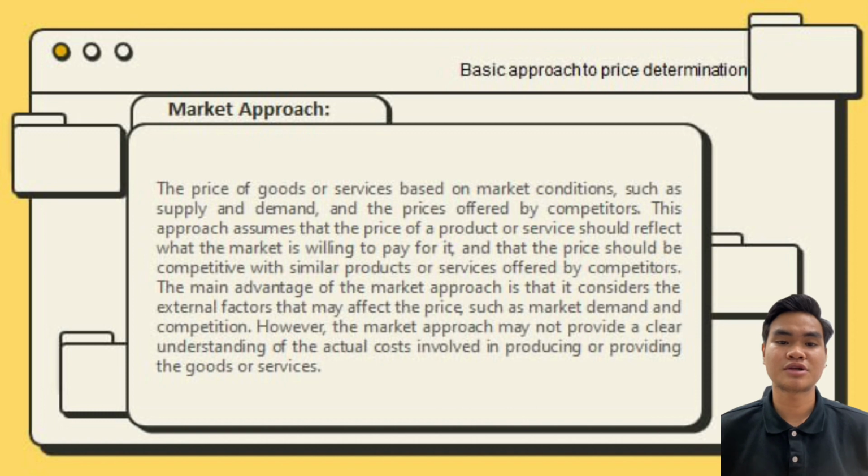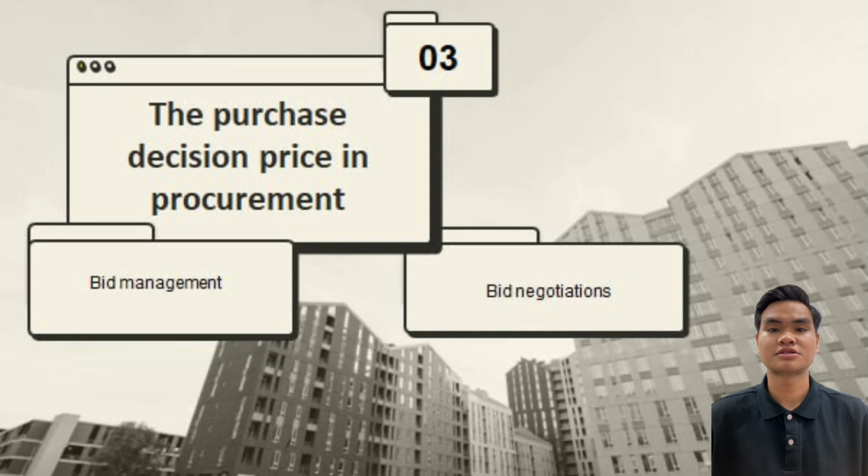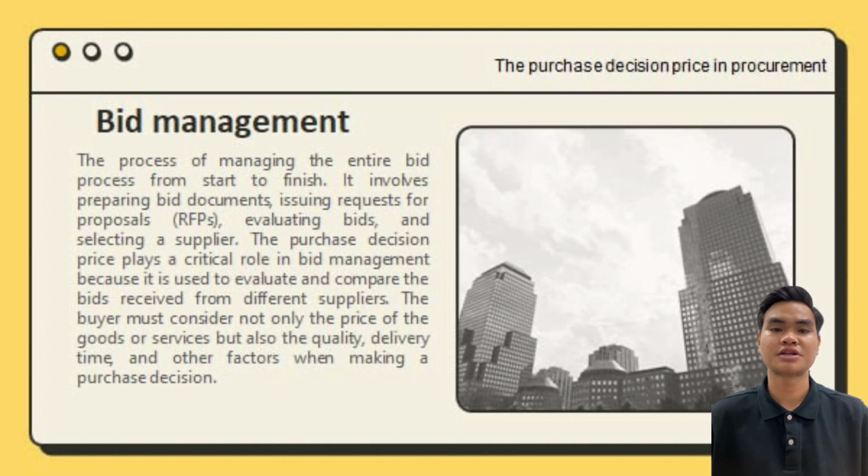However, the market approach may not provide a clear understanding of the actual cost involved in producing or providing the goods or service. The purchase negotiation price in procurement is bid management and bid negotiation. Bid management is the process of managing the entire bid process from start to finish. It involves preparing bid documents, issuing requests for proposal (RFP), evaluating bids, and selecting a supplier. The purchase negotiation price plays a critical role in bid management because it is used to evaluate and compare the bids received from the different suppliers. The buyer must consider not only the price of the goods or service but also the quality, delivery time, and other factors when making a purchase decision.